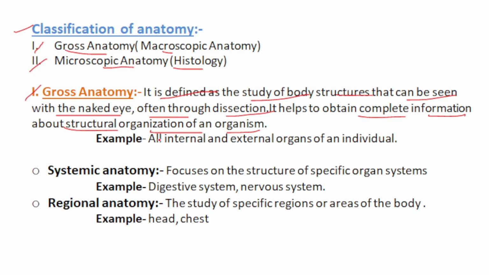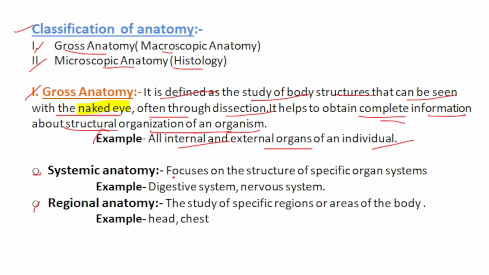So what is gross anatomy? Gross anatomy is the part of anatomy that discusses those organs that we can see with our naked eyes or sometimes after dissection, and it helps to complete information about any structural organization of an organism. For example, all internal and external organs of an individual. Systemic anatomy and regional anatomy are parts of gross anatomy.